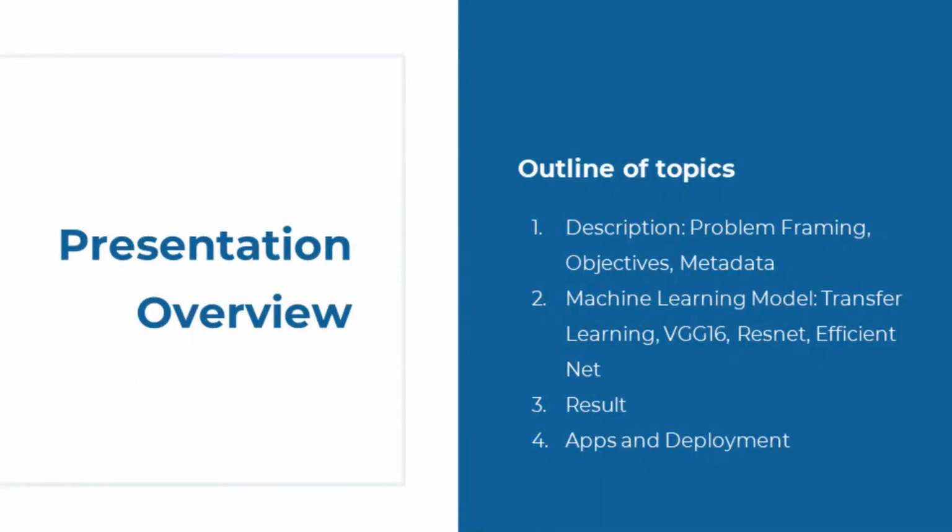In this presentation, first we will describe our project, including problem framing, objectives, and metadata. Second will be the explanation of the machine learning models we apply in this case, including JKT-3C, ResNet, and EfficientNet. Next is the result we get from each machine learning model. In the last section, we'll show the implementation of the model in application and deployment.